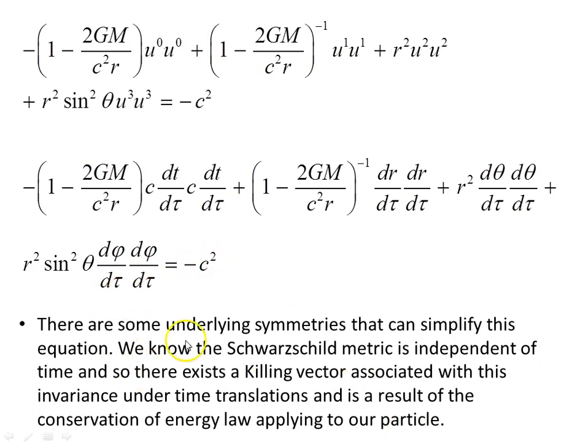Now, there are some underlying symmetries that will help us solve this and simplify this equation. We know that the Schwarzschild metric is independent of time, and so there exists a Killing vector associated with this invariance under time translations, and it is a result of the conservation of energy law applying to our particle. I have some videos on this channel on Killing vectors and symmetry, so have a look at those.